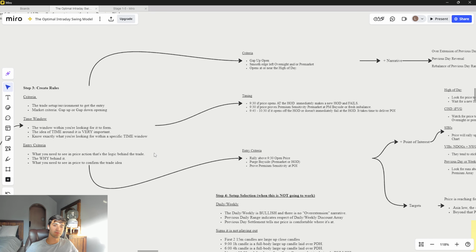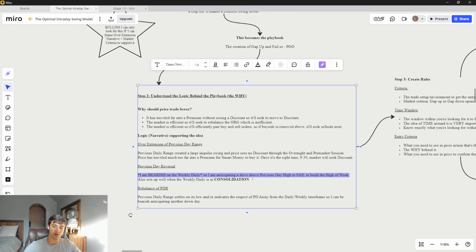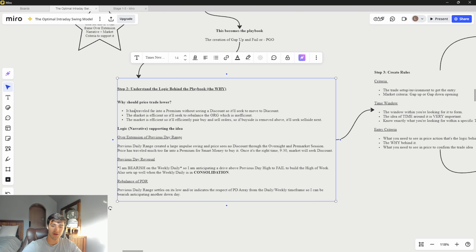That would be your higher time frame narrative. You're putting the logic behind it. And the logic simply comes from the logic behind the concepts that you trade. So if I'm trading algorithmic theory, everything here is going to be basically framed off of algorithmic theory and ICT concepts and whatnot. So why should price trade lower?